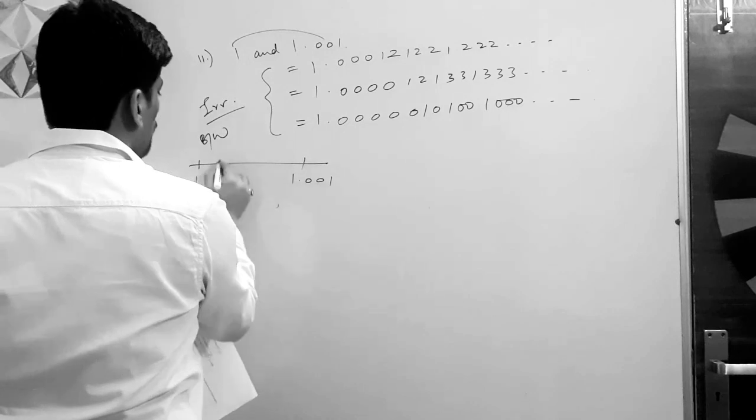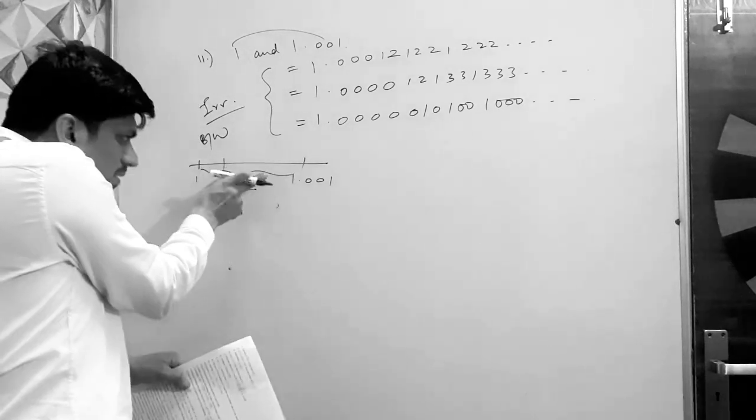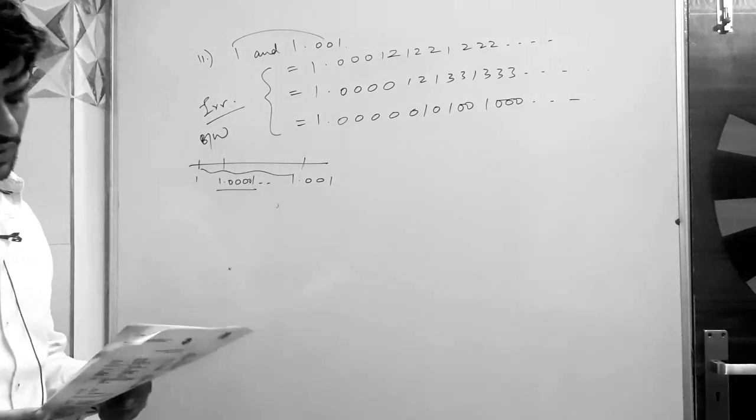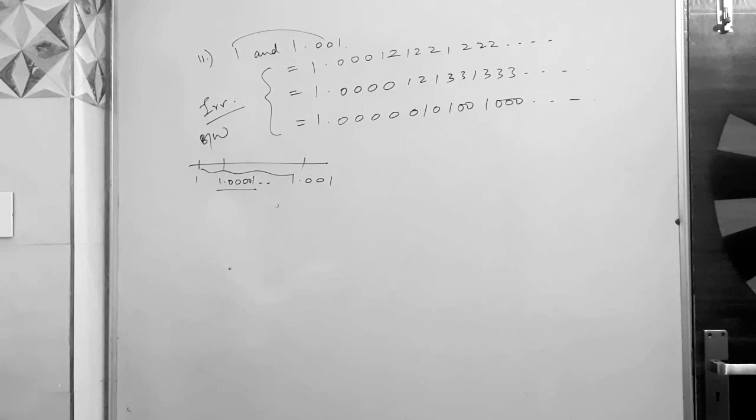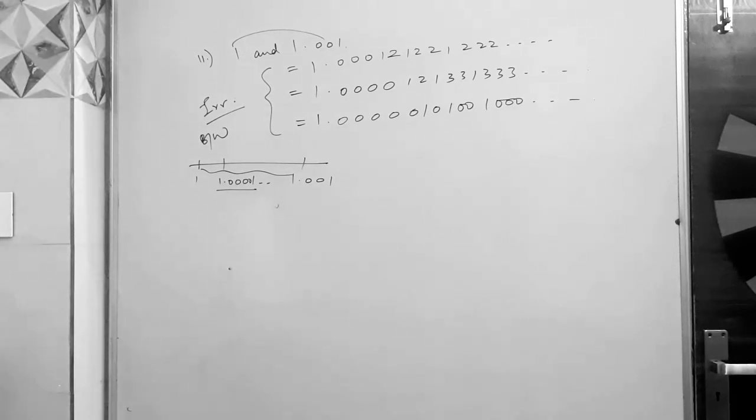Okay, so this is 1. So 1.0001 will lie inside between these, or if you take more zeros, still it will be inside. Okay, that was question number 11. So we'll cover other questions in the next video.